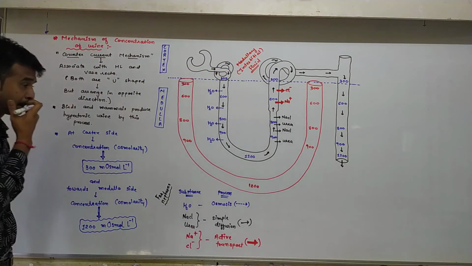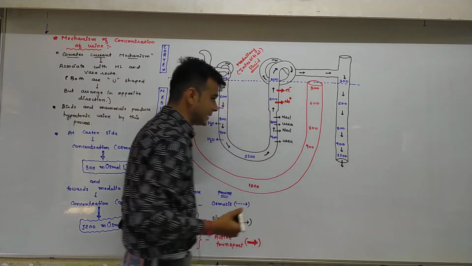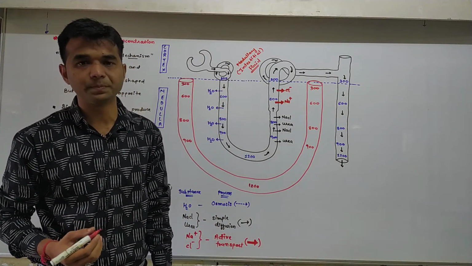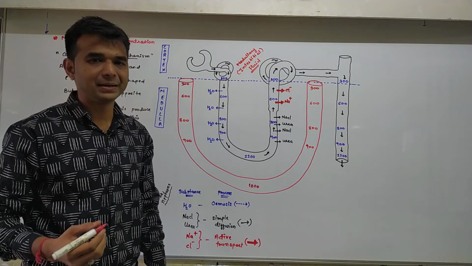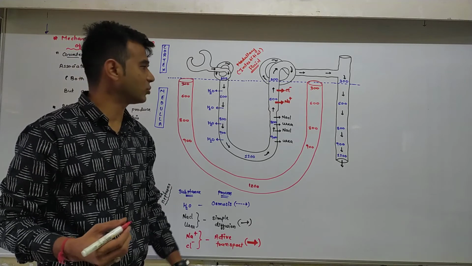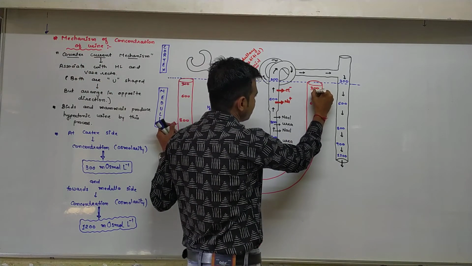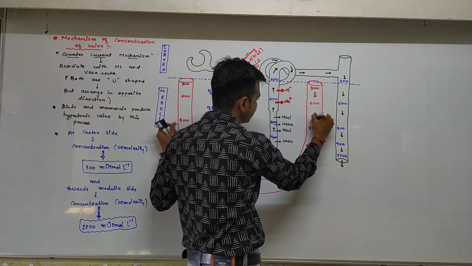But you know that the U-shaped vasa recta is parallel to the loop of Henle, but both the parts are opposite to each other, or anti-parallel, in opposite directions. So here the blood moves in this direction.